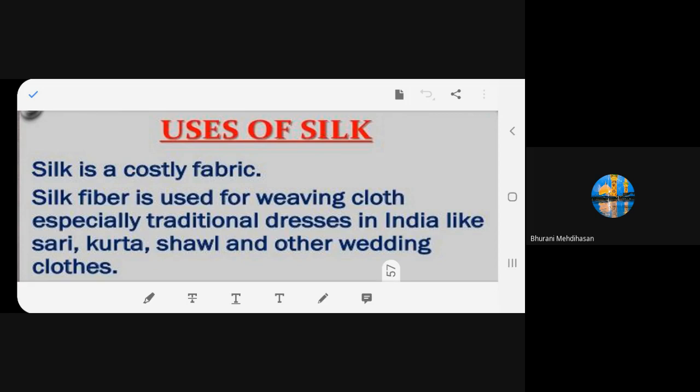Now, this silk fiber, where do we use it? For making cloth. Weaving means for making cloth. Which ones? Traditional dresses in India. For example, we have saris, kurtas, shawls, and other clothes especially meant for marriage, the wedding function. Generally, people wear silk clothes during weddings.